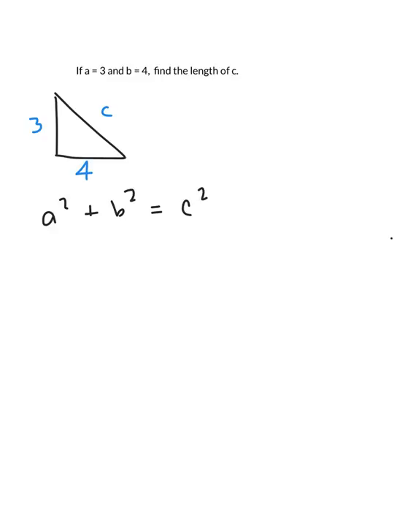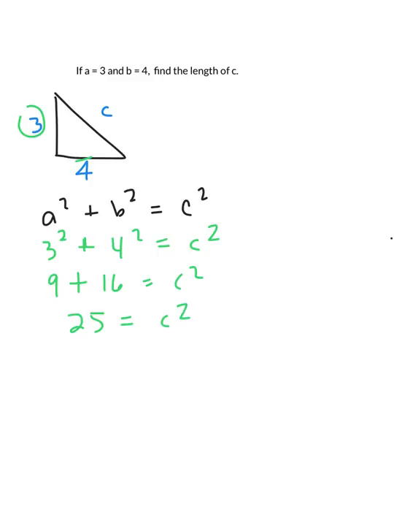Technically, it doesn't matter which side you call a or b, but I'm going to just put down 3 squared plus 4 squared equals c squared. 9 plus 16 equals c squared. 9 plus 16 is 25, equals c squared. Remembering, we have to take the square root of both sides, so we end up with 5 equals c. Therefore, the length of c would be 5.